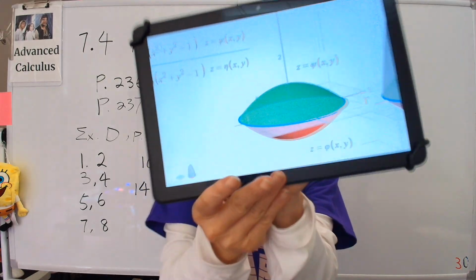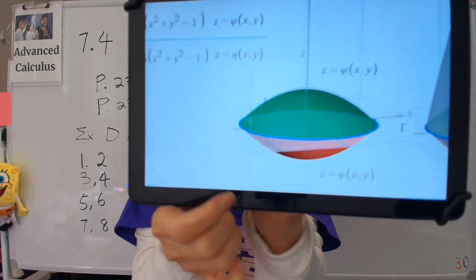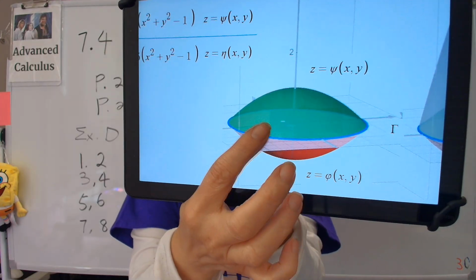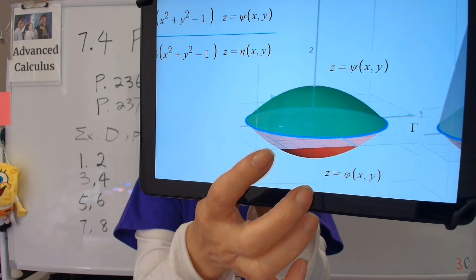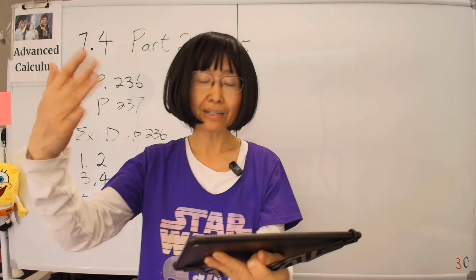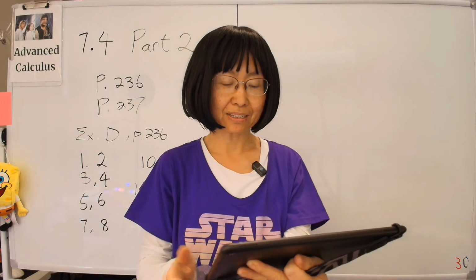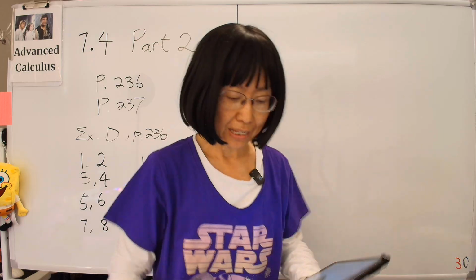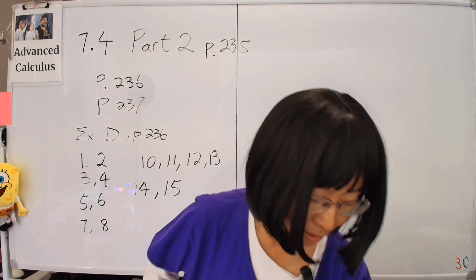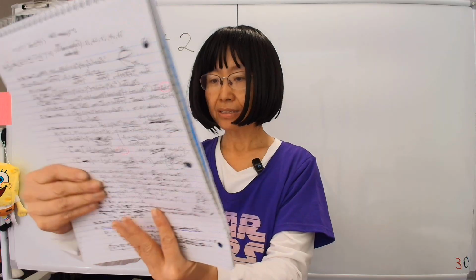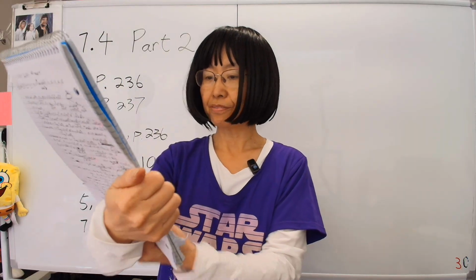We have the bottom surface, let's say the red one, and we'll call it z equals phi. And the top surface, we'll call it z equals psi. Now, these two surfaces, one goes one way and one goes another way. But the integral around them is going to be the same. The proof of that comes from, so here's my proof.